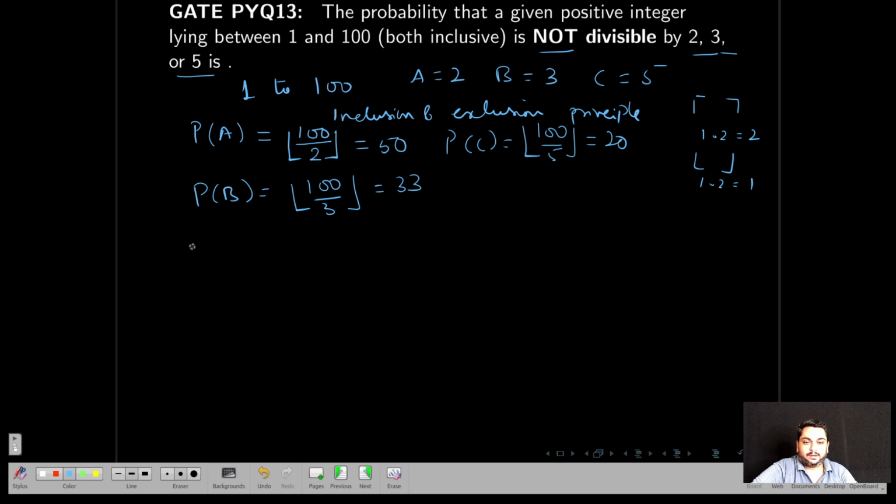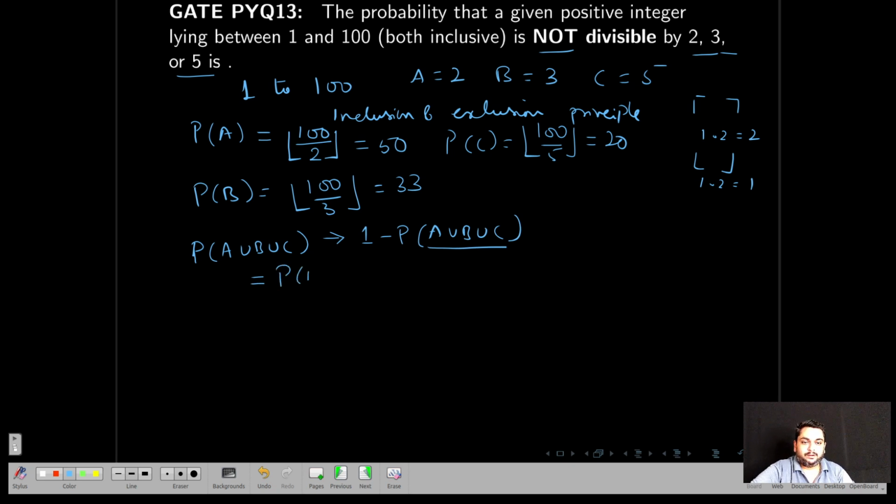What is the plan I am following here? I am trying to find not divisible by 2, 3 or 5. So I will find P of A union B union C. Not means I have to take the negation of this, that is 1 minus P of A union B union C. This is what I am trying to find. So first let us find this. How will you get A union B union C?